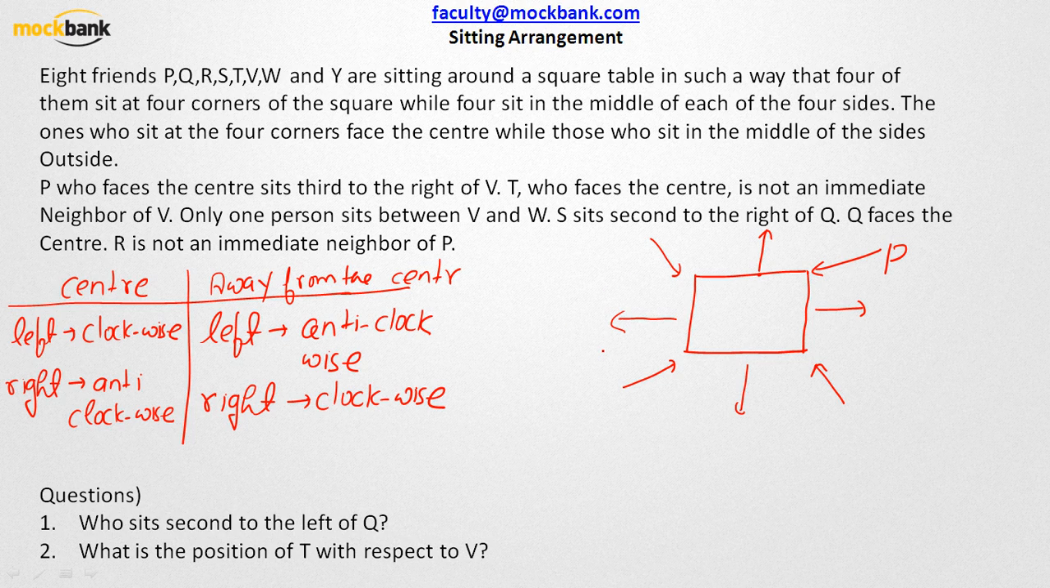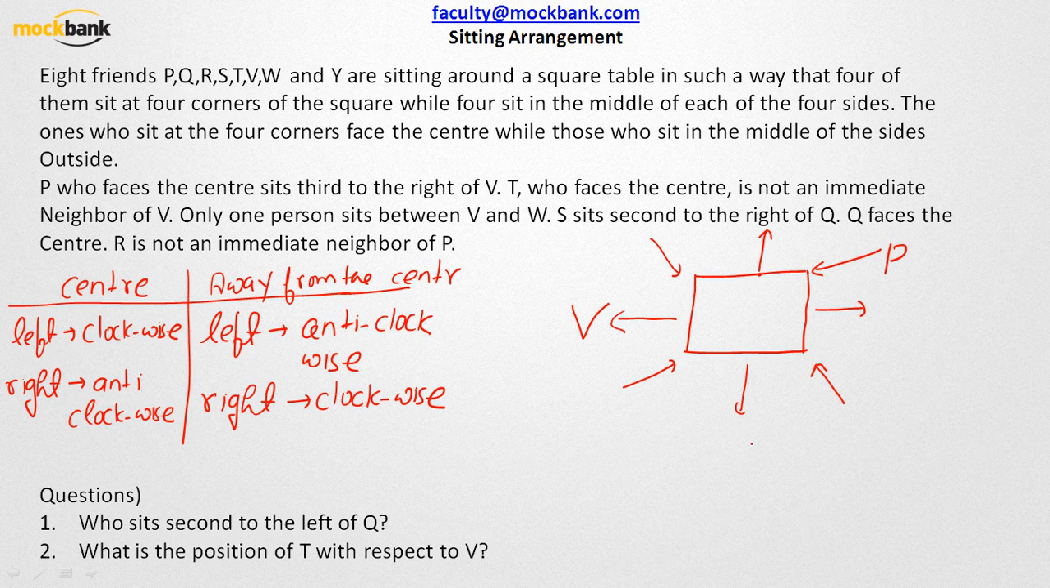Right? Now in this case what is happening is, we have to have a person who is third to the right of P, has to be third to the right of V. Now if we take V to be here, and this person V is facing away from the center, hence right is clockwise direction. So we have to go in this direction. So this is the first position, this is the second position, and this is the third position. Now we can say that P is third to the right of V.